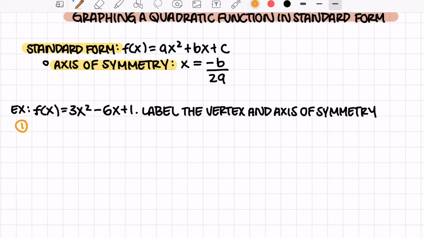So let's first start off by working on this problem where it says that we have f of x is equal to 3x squared minus 6x plus 1. We're labeling the vertex and axis of symmetry. So to start off, I'm going to identify my axis of symmetry.